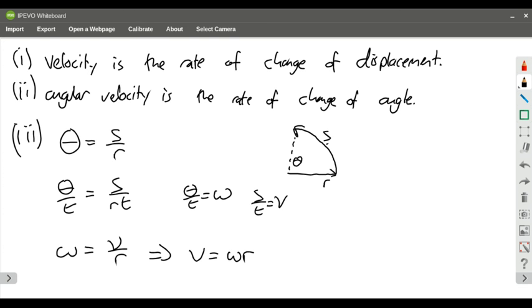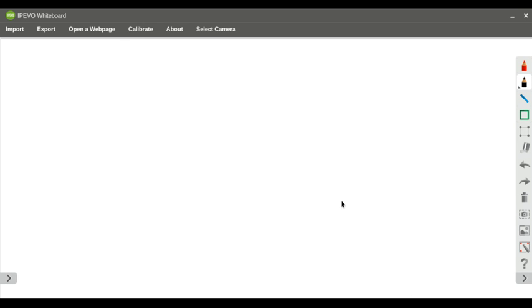A student swings a ball in a circle of radius 70 centimeters in the vertical plane as shown. The angular velocity of the ball is 10 radians per second. What is the velocity of the ball, and how long does it take the ball to complete one revolution? Let's write down what we know. The radius is 0.7 meters, 70 centimeters, and the angular velocity is 10 radians per second.